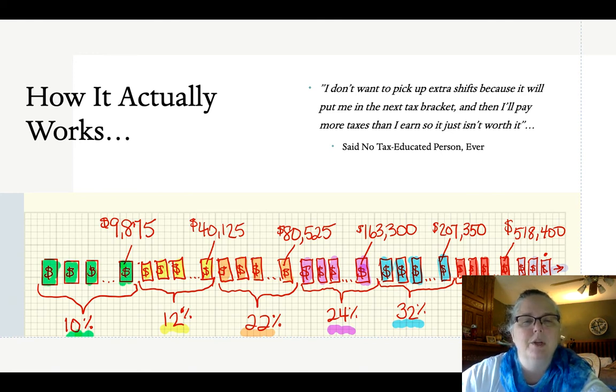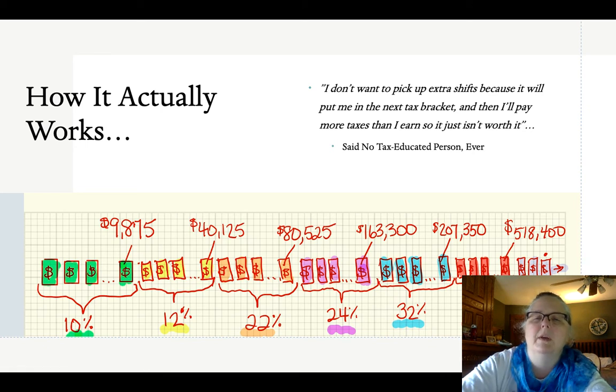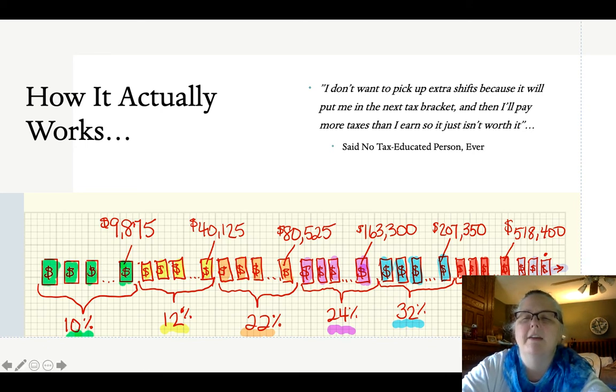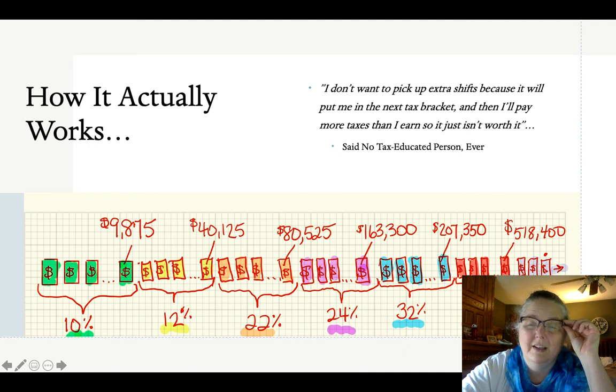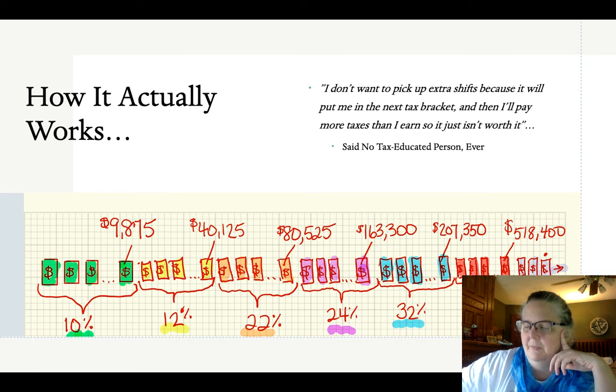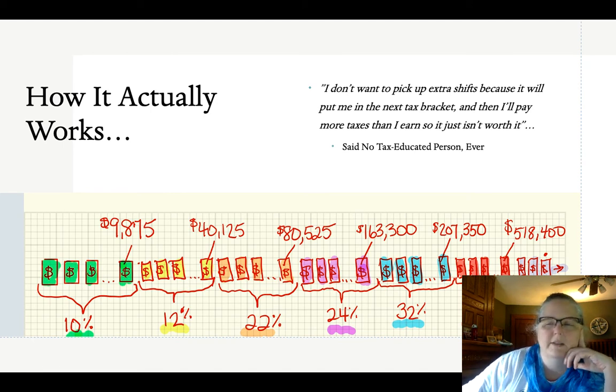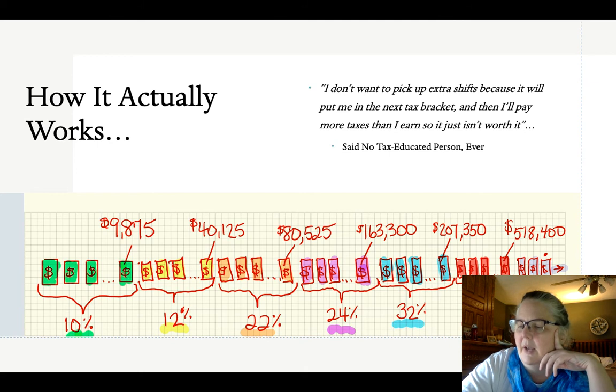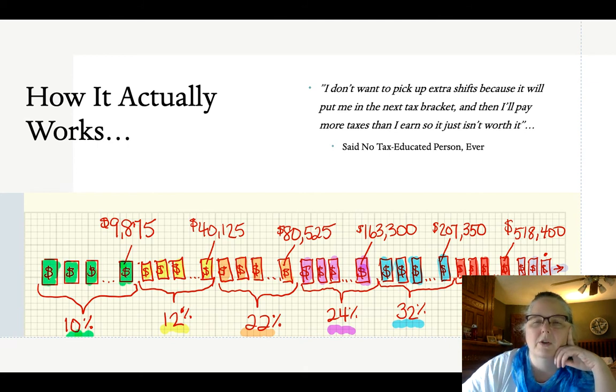Okay. So when we are looking at it, obviously it goes all the way up to the top bracket here, which starts at over 518,400, and everything over that amount is taxed at 37%. We'll see some of these brackets differ in size, right? Some of them are quite small, and some of them are quite large. Like the difference between 207,350 and 518,400, that's a pretty big bracket.